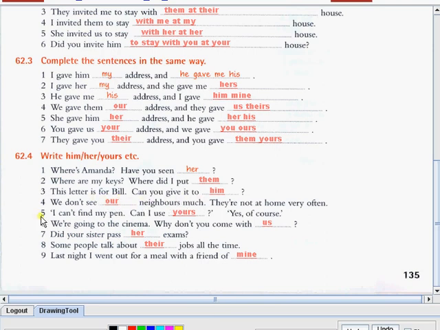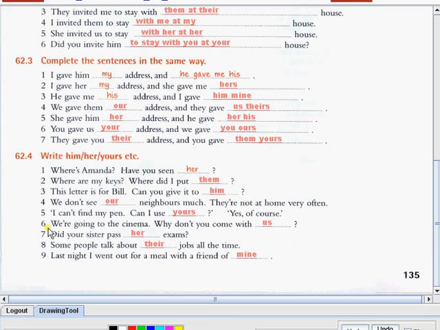5. I can't find my pen. Can I use yours? Yes, of course. So here the subject is my pen. So yours is referring to your pen. So this is a possessive pronoun. It makes the statement or the question shorter. Instead of saying, can I use your pen? We just say, can I use yours?